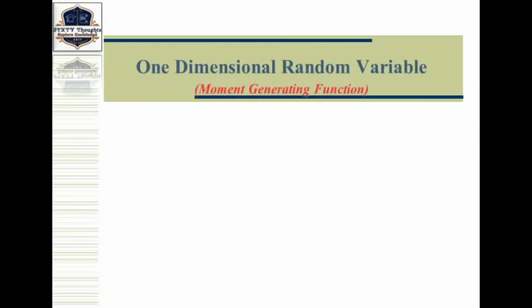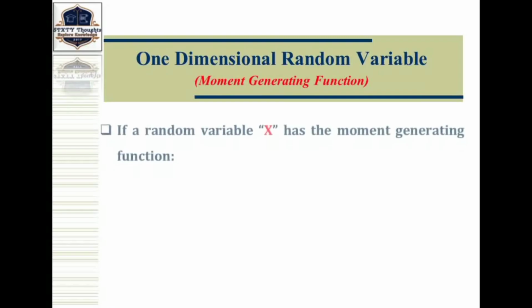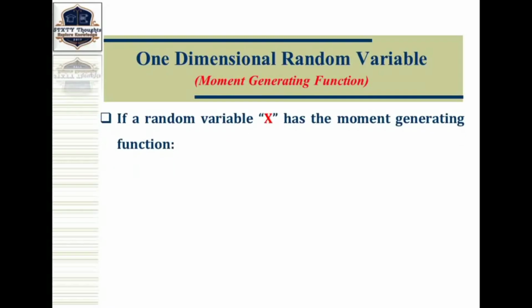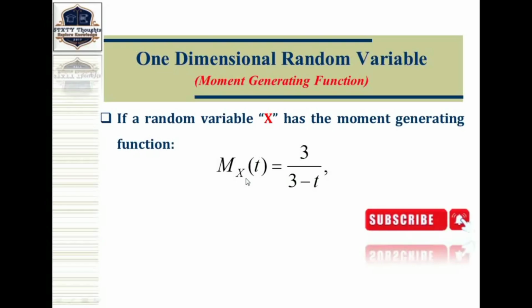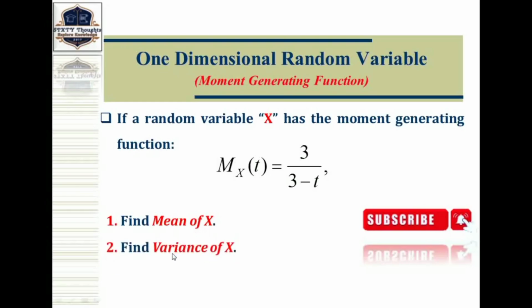In this video lecture, we will discuss one of the interesting topics, the moment generating function of a one-dimensional variable. If a random variable capital X has the moment generating function Mx of t equal to 3 by 3 minus t, then using the generating function, we are going to find the mean of x, second the variance of x, and third the standard deviation of capital X.